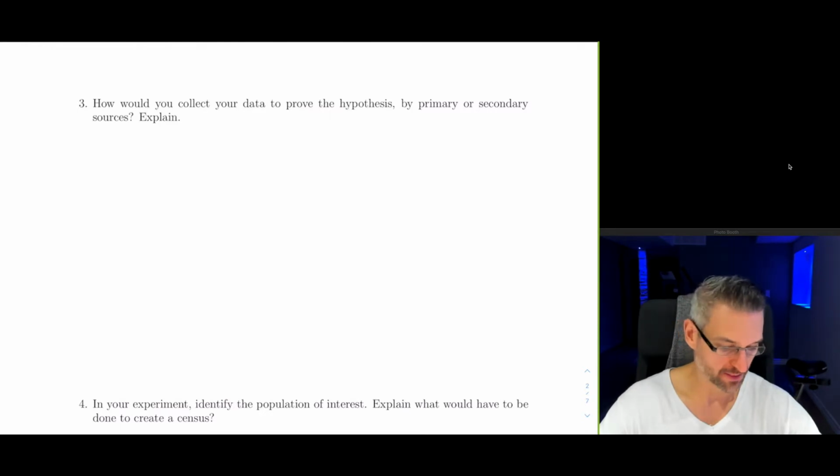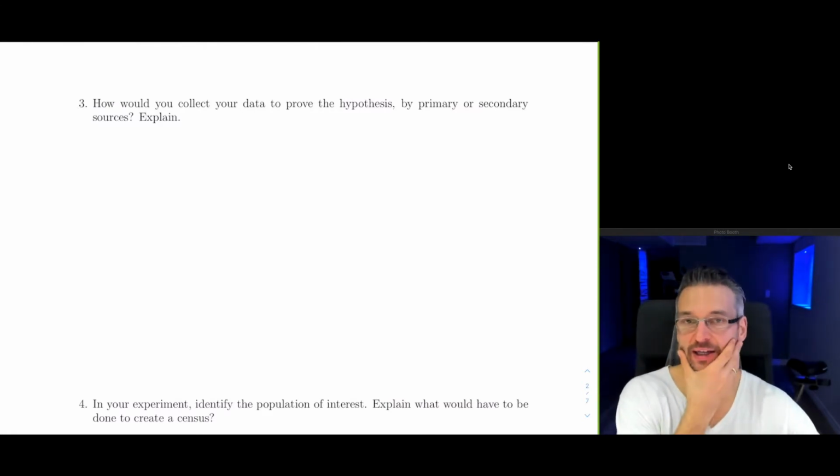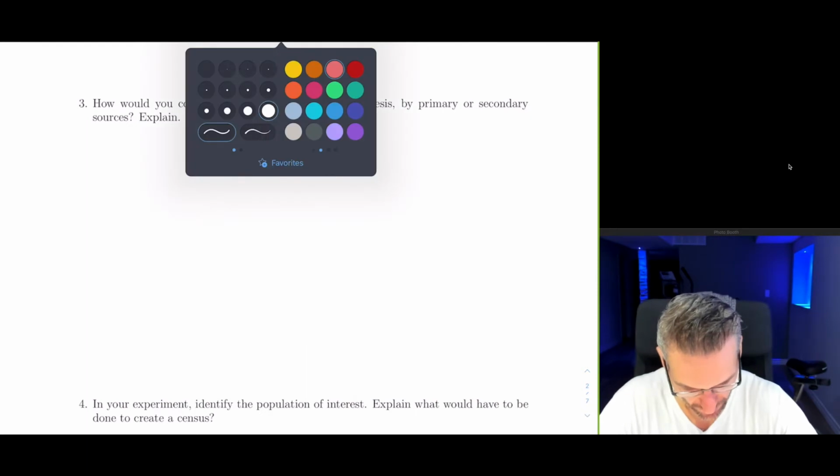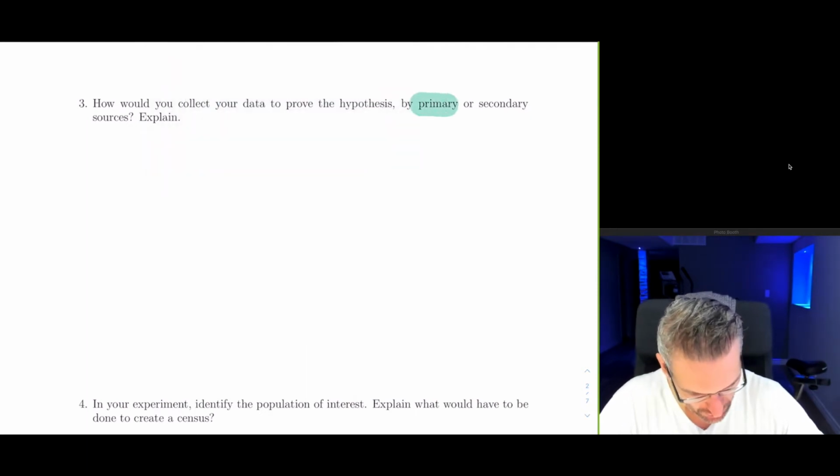Okay, so now next, how would you collect your data to prove the hypothesis? And it says by primary or secondary sources, explain. So how would we collect our data here? How do we actually create some kind of an experiment and create this data so that we can verify our hypothesis? So now, primary or secondary sources. You should remember from the videos the difference between primary and secondary sources.